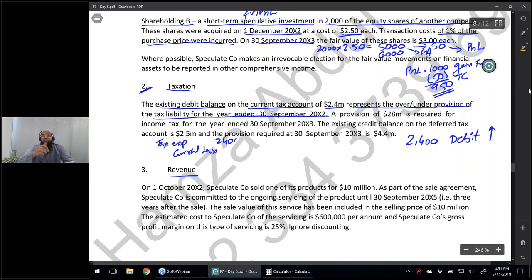This is one of the entries that we have prepared earlier as well in the final accounts on day one. A provision of 28 million is required for income tax for the year ended 30th September 2023. So the entry is going to be tax expense debit and the provision for tax credit by 28,000. So this will also increase the tax expense.